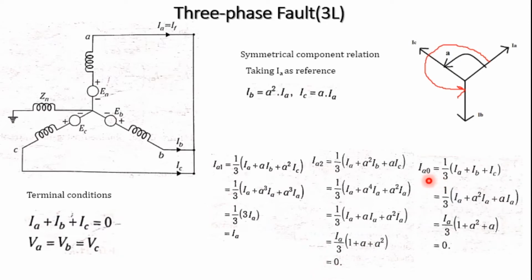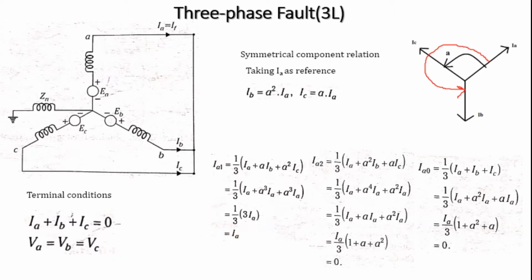Similarly, IA0 is equal to 1 by 3 times IA plus IB plus IC. We already know that IA plus IB plus IC is equal to 0, from the terminal condition. So we get 0. From these three equations, we can see IA2 is 0, IA0 is also 0, and only IA1 is present, equal to IA. From this we understand that the positive sequence component of the current is equal to the phase value of the current, the phase current of IA.